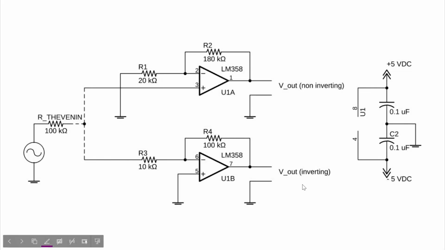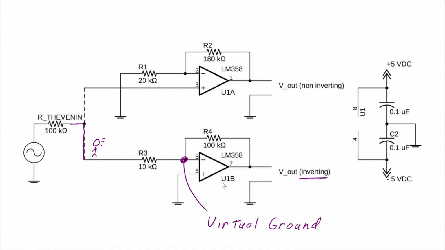Things aren't quite the same when we talk about the inverting amplifier. So if we connect up our source with its 100k ohm Thevenin impedance, and then we look into this op-amp, what do we see? The answer lies at this point right here, which is known as a virtual ground.